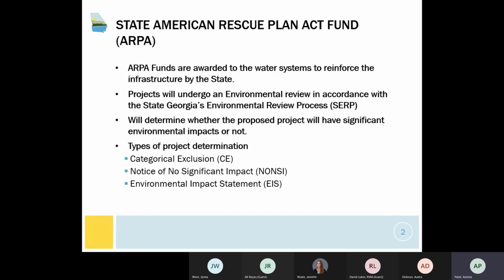So let's see what are the different types of project determination. Today we are going to talk about categorical exclusion, CE, notice of no significant impact, non-CE, and we also have environmental impact statement, just like wastewater, but they are not very common. So we're going to skip this part for this presentation, and we will only discuss CE and non-CE.